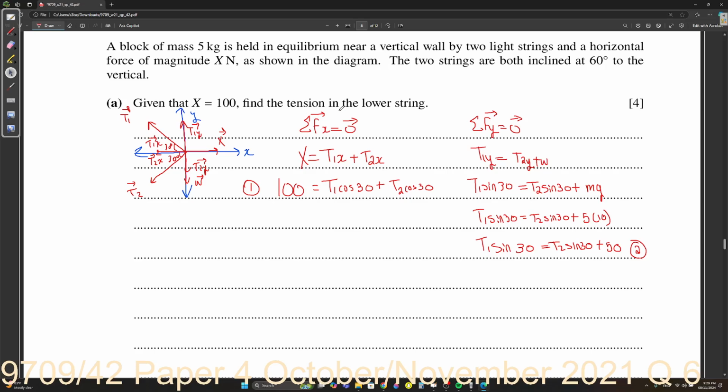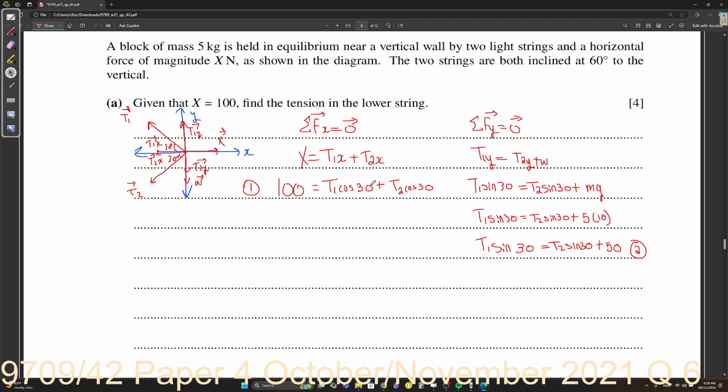Let's find an expression. They want the tension in the lower string, and we said the lower string is T2. So let's find an expression for T1, because when you solve, if you find an expression for T1, it's going to get cancelled out. And we don't want that to get cancelled out.